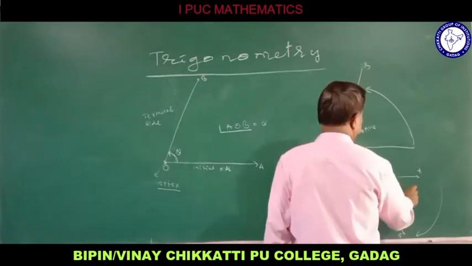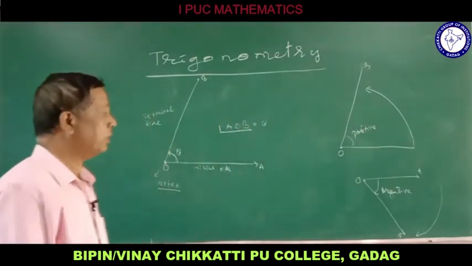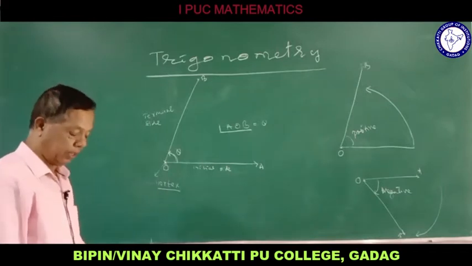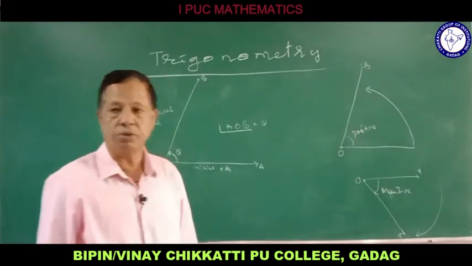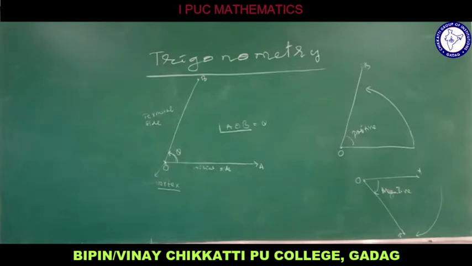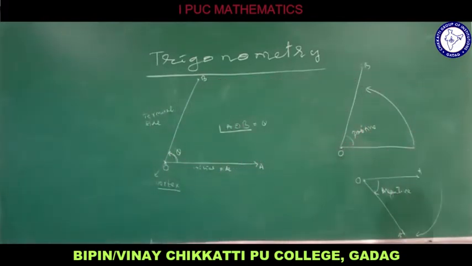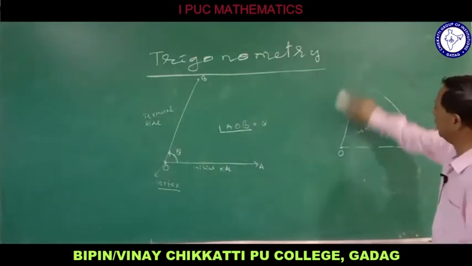When the negative angle is formed, the direction of the rotation is clockwise. Negative is clockwise, positive is anti-clockwise. This is the way we say that an angle is positive or negative. Try to understand when a positive angle is formed and when a negative angle is formed. If the direction of the rotation is anti-clockwise, a positive angle is formed, and if it is clockwise, a negative angle is formed.